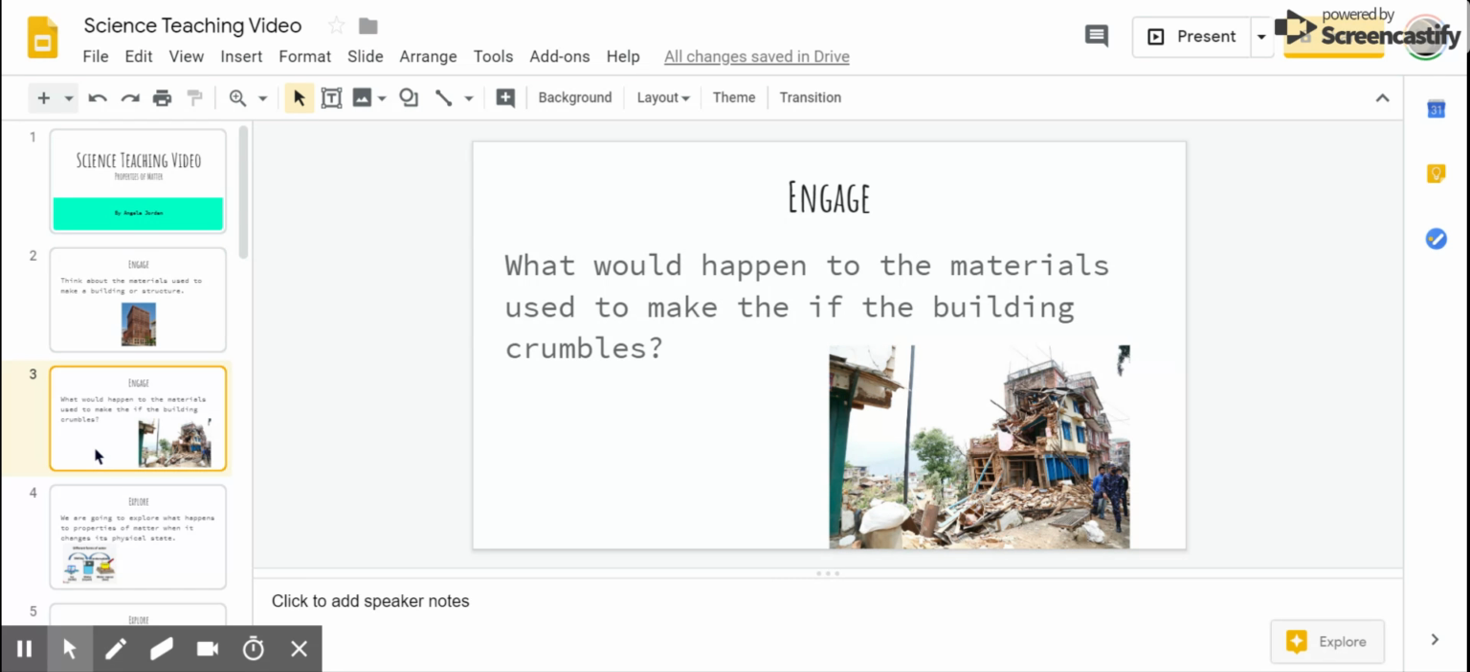Now I will ask them what would happen to the materials used to make the building if the building decides to crumble. Do those materials, do the properties that make up those materials change? Do they disappear because the building is not intact anymore? Do they stay the same?